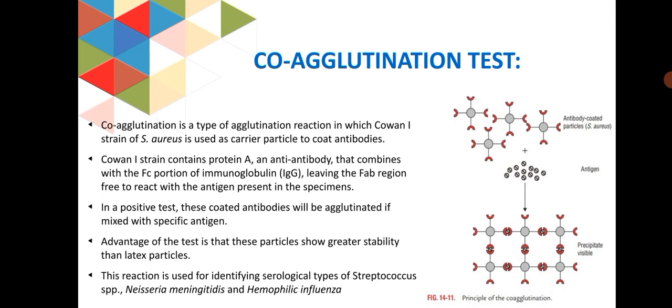Co-agglutination test. Co-agglutination is a type of agglutination reaction in which Cowan 1 strain of Staphylococcus aureus is used as carrier particle to coat antibodies. Cowan 1 strain contains protein A, an anti-antibody that combines with the Fc portion of immunoglobulin G, leaving the Fab region free to react with the antigen present in the specimens. In a positive test, these coated antibodies will be agglutinated if mixed with specific antigen.